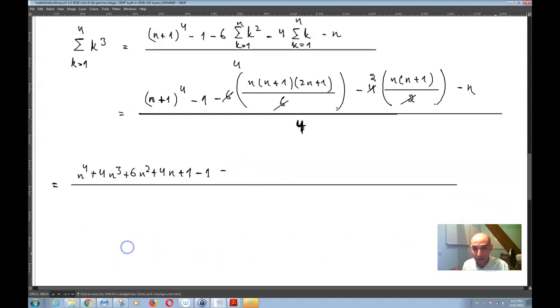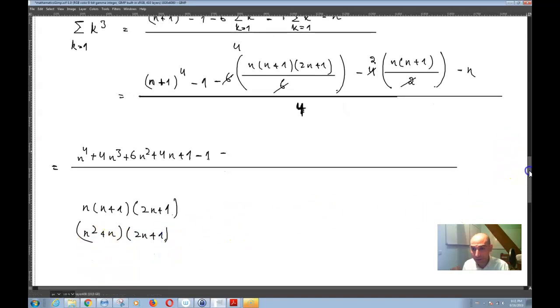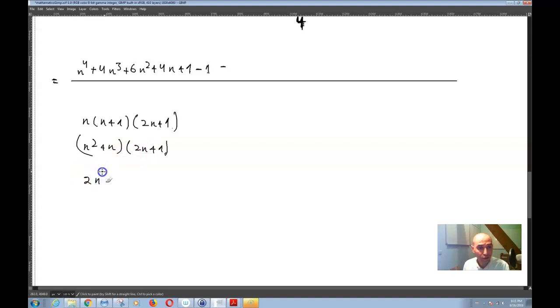What we have is basically a negative sign multiplied by this whole thing, which is n times (n plus 1) times (2n plus 1). So first I multiply these two, I'll get n squared plus n, times 2n plus 1. And that is 2 times n cubed plus n squared plus 2 times n squared plus n, which is 2 times n cubed plus 3 times n squared plus n.